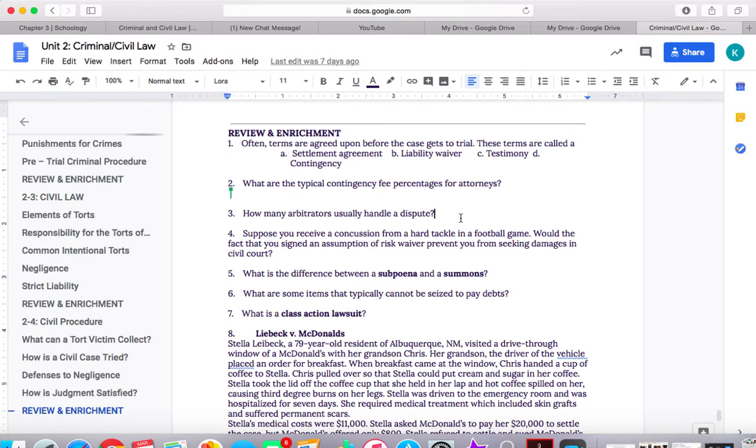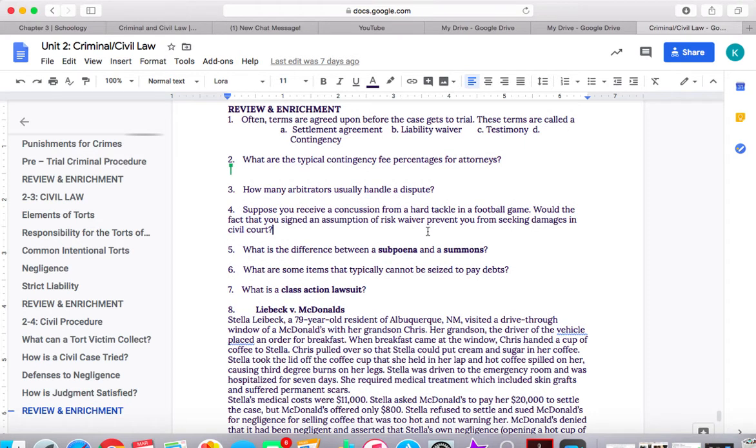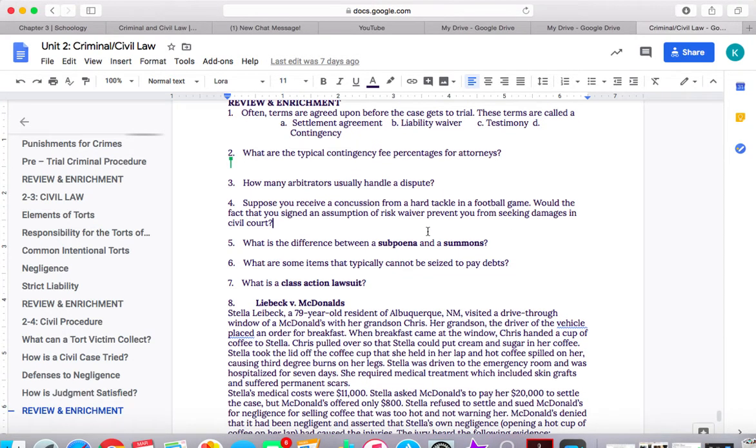All right, number three, how many arbitrators usually handle a dispute? Well, it's one or three. If it's a more complex, bigger lawsuit, not lawsuit, but bigger issue, then it will be three. But sometimes for smaller cases, then it will be one arbitrator.